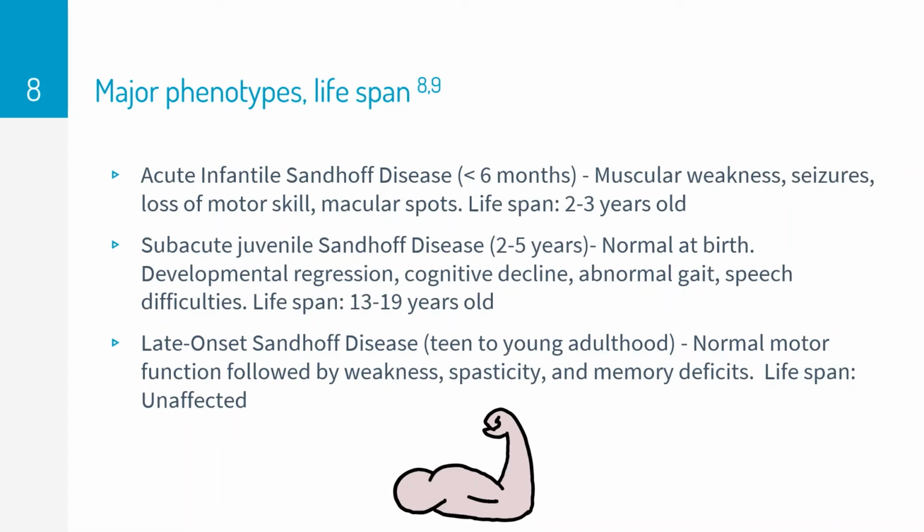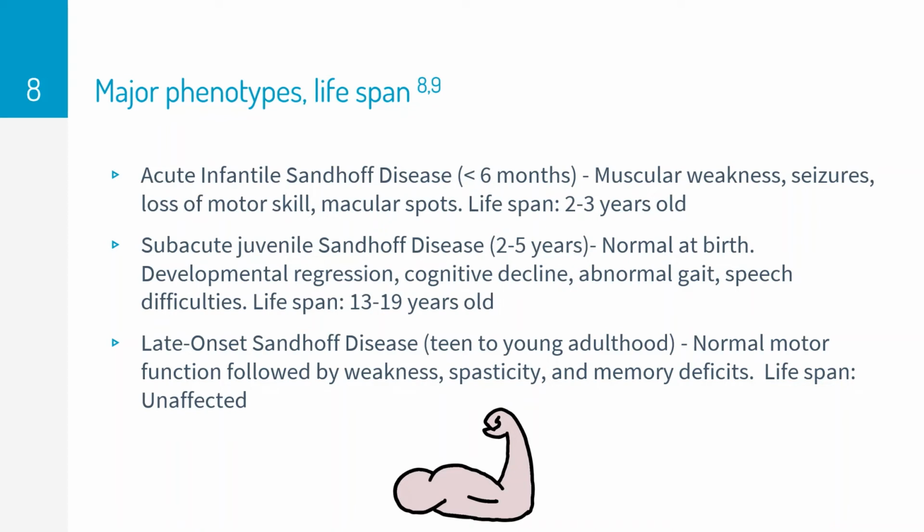Sandhoff disease can be classified under 3 phenotypic subtypes. Acute infantile Sandhoff disease has onset in 6 months. They experience muscular weakness, seizures, loss of motor skills, and macular spots. Their lifespan is 2 to 3 years. Subacute juvenile Sandhoff disease has onset after 2 to 5 years. Although they develop normally after birth, they experience a developmental regression, a decline in cognition, abnormal gait, and speech difficulties. They live up until their early or late teenage years.